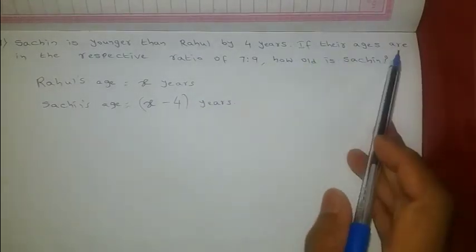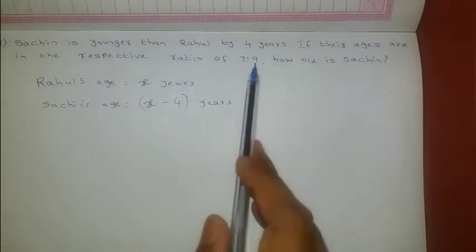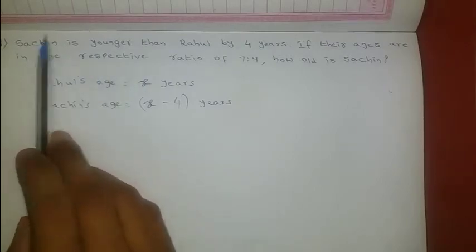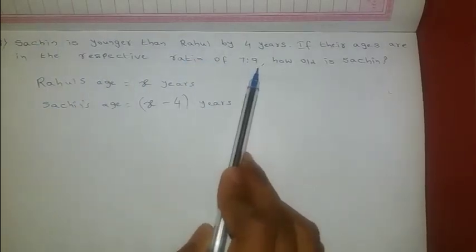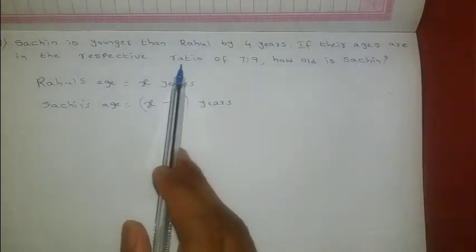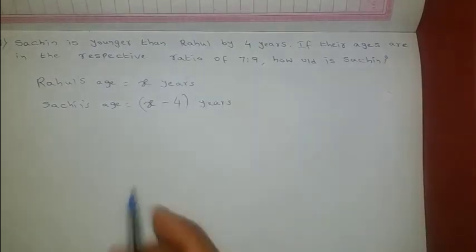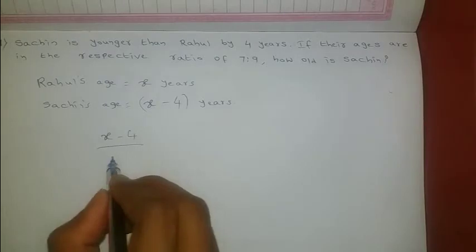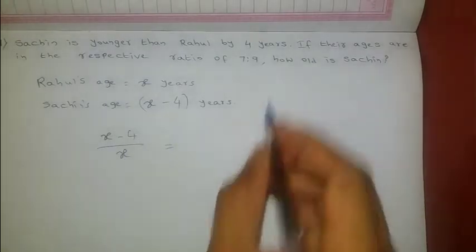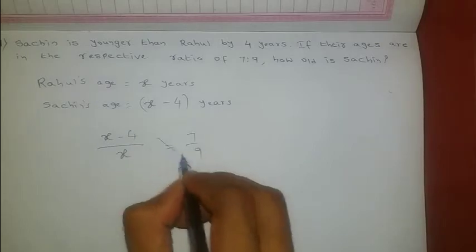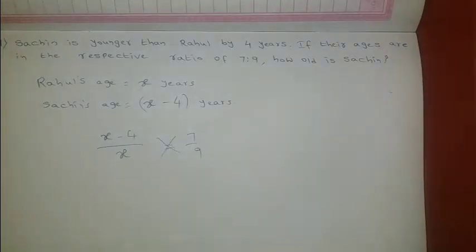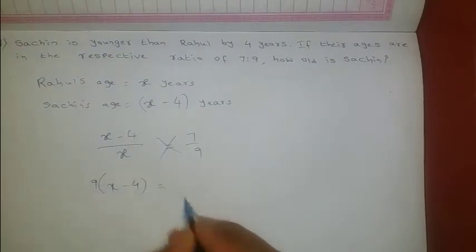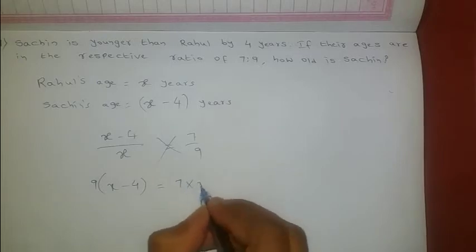If their ages are in the respective ratio of 7:9, the word respective clearly indicates the first name will be the first number and the second name will be the second number. So the ratio of their ages is given as 7:9. The first name is Sachin. So Sachin's age x minus 4 divided by Rahul's age x equals 7 by 9. If you do cross multiplication, 9 into x minus 4 is equal to 7 into x.